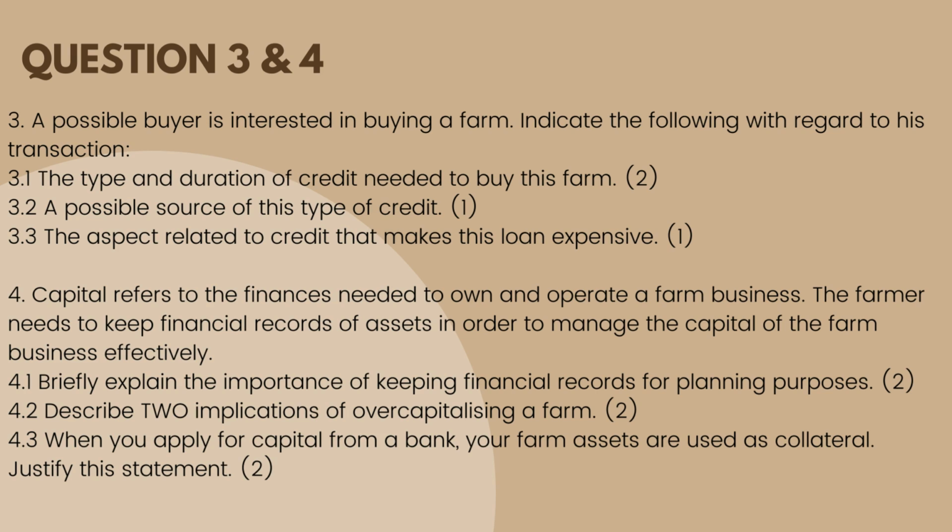The next ones. A possible buyer is interested in buying a farm. Now indicate, so these are long questions. Indicate the following with regard to his transaction, right? The type and duration of the credit needed to buy this farm. So I think I'm going to give you this one. So this, answer it on your own. All these questions, you're going to answer them on your own.